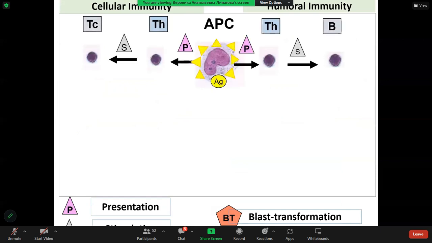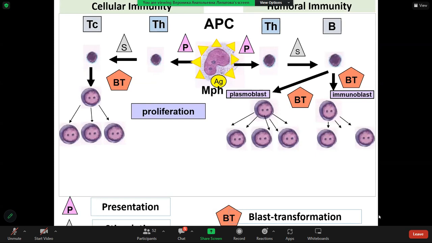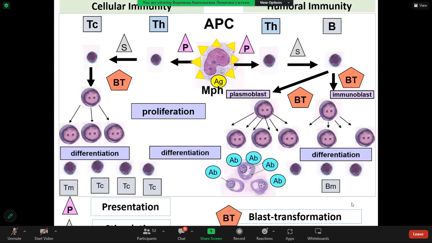This picture is a gift from Lyudmila Alexeyevna Knyazeva to me. I asked her to use it in my presentation, and you see this picture. In the center of this picture is antigen presenting cell. This is antigen and MHC presentation, and here T helper cells.